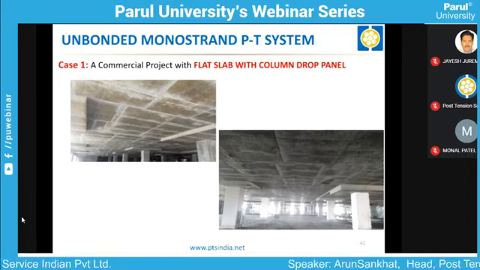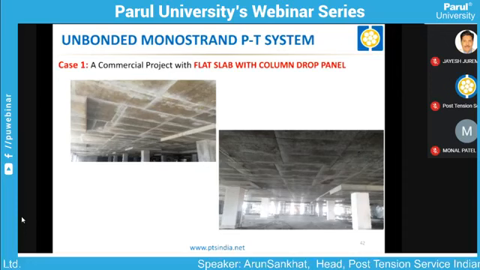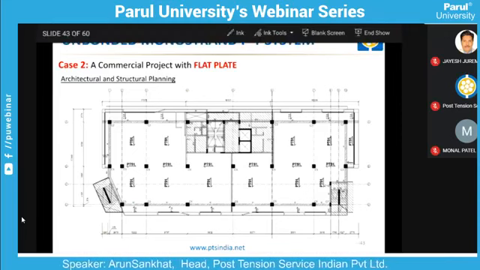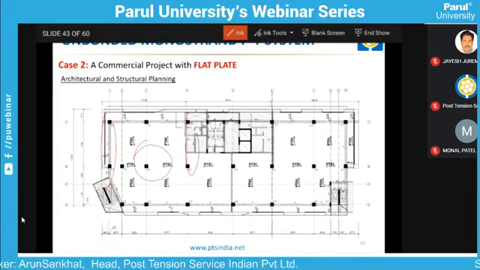You can see the flat slab from the bottom. This could be a flat plate in commercial, wherein few beams are there in the perimeter. These are the beams in the perimeter. There is no beam inside. There is one beam here, like that.